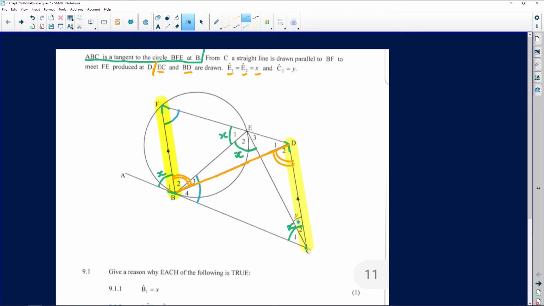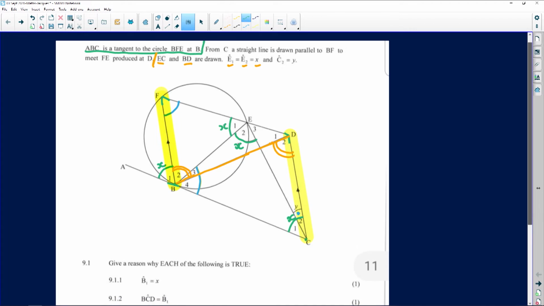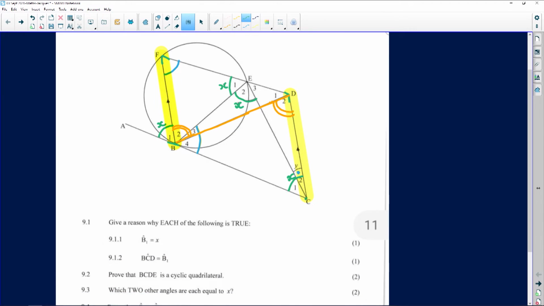Okay, don't forget the parallel lines. They might be key in some proof. Let's see what they ask us. The first question says, give a reason why B1 is equal to X. Why was B1 over here equal to X? Well, it was equal to E1, tan chord theorem, and E1 was equal to X. So B1 is equal to X was equal to E1. And the reason for that would be tan chord theorem for 1 mark.